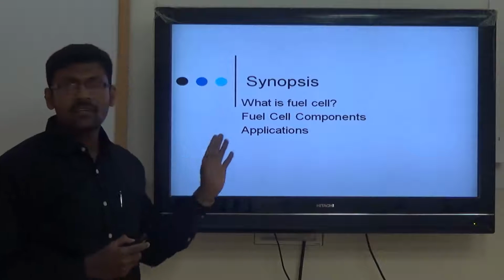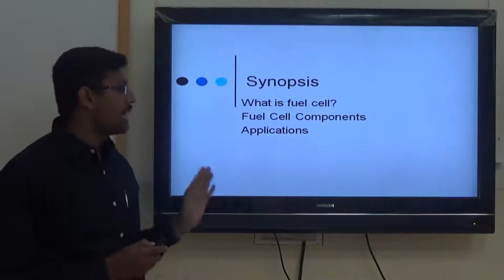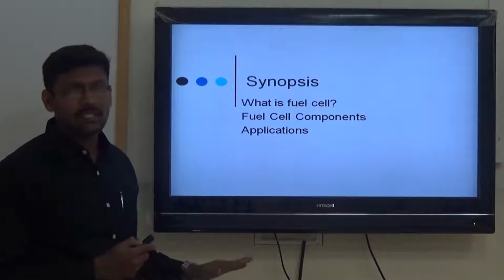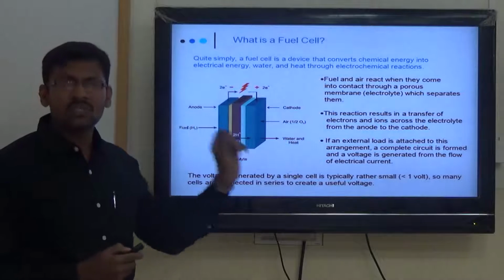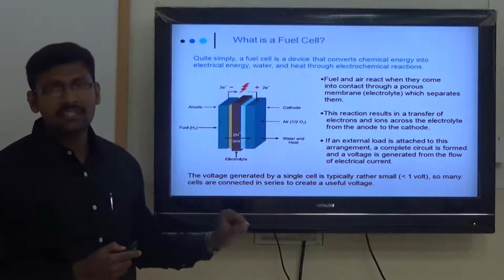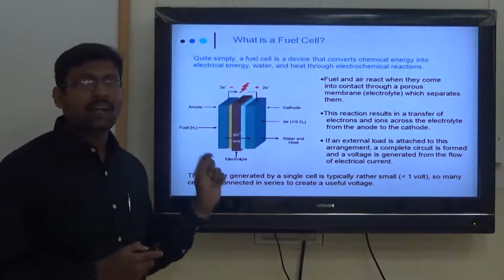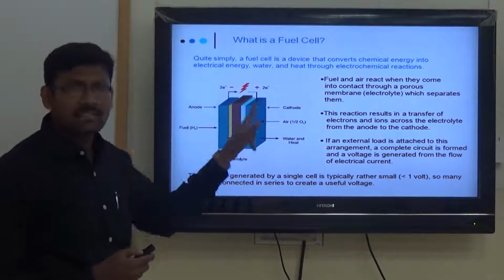In this video, we are going to see the synopsis, what is meant by a fuel cell, fuel cell components, and then applications. Before that, we are going to see the basics of the fuel cell. A fuel cell is a device that converts chemical energy into electrical energy, and the byproducts are water and electricity. One type is the proton exchange membrane fuel cell.